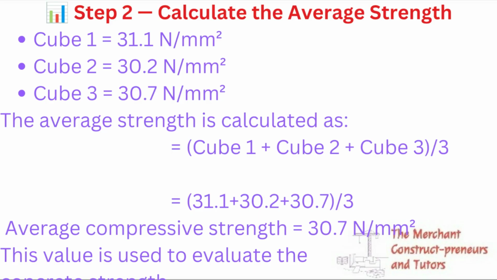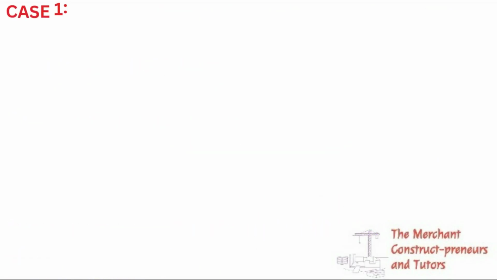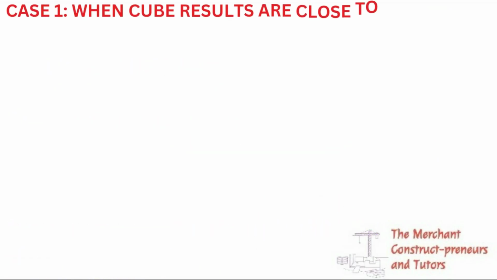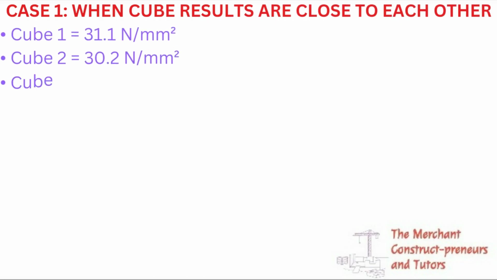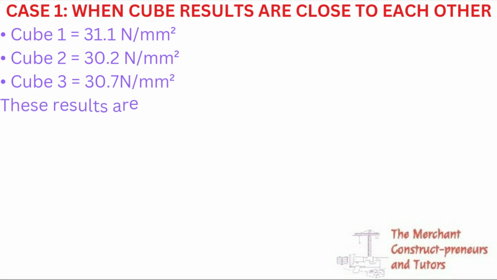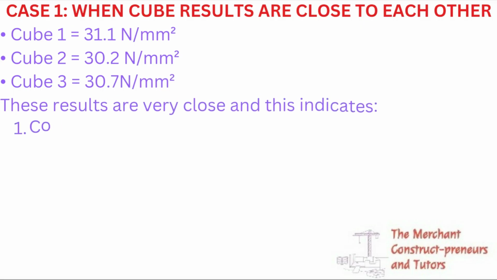But now there are cases whereby the individual results are not close by. So we are going to treat the case when the cube results are close, and the case where the cube results are far apart. What to do? How do you go about it? Do you just discard the one that is not working well and take up the other ones? What if the one you have discarded is the true representative of what has happened on site? So we're looking at the two cases.